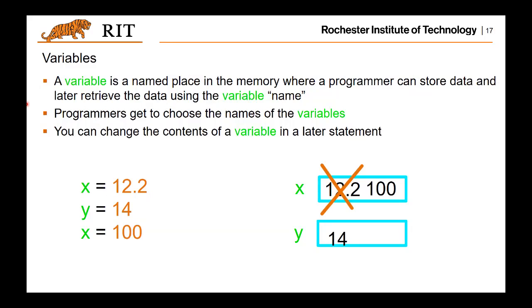So for this case, original x is assigned to be 12.2 and y is assigned to 14, right? But if you write another line of code and assign 100 to x, what happened? So basically, you are changing the value stored in x from 12.2 to 100. And after this line of code is executed, you have the value in x to be 100. So that's what happens. So this actually gives you a very important piece of information.